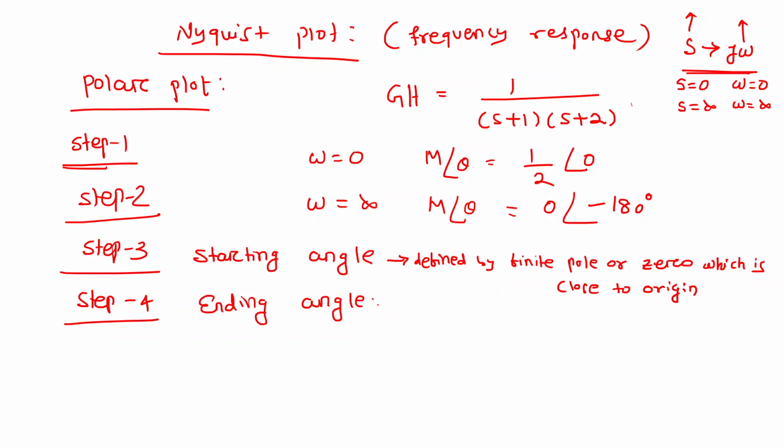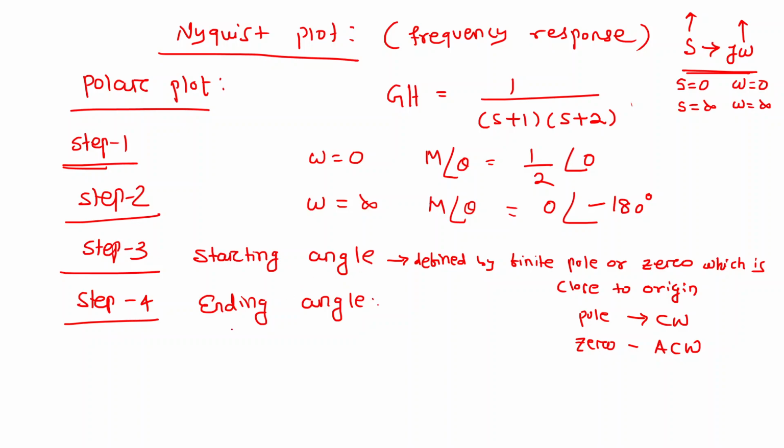If a pole is nearer to the origin, then the direction will be clockwise. Remember, sir, if a pole is nearer to the origin, then the direction will be clockwise. If a zero is nearer to the origin, then the direction will be anti-clockwise. This part you have to remember for the starting angle. You got my point, sir?